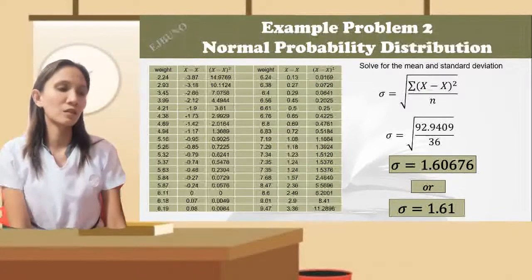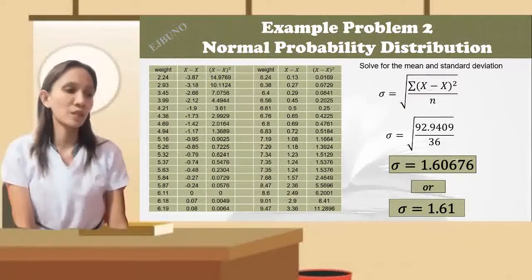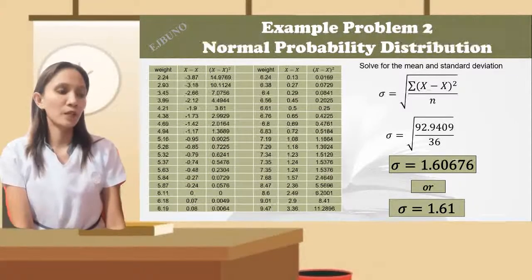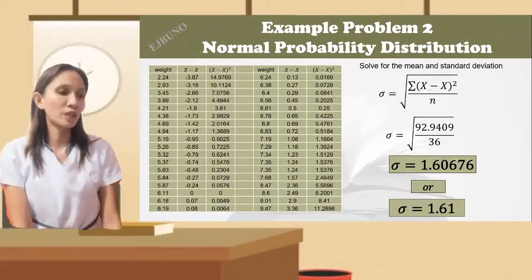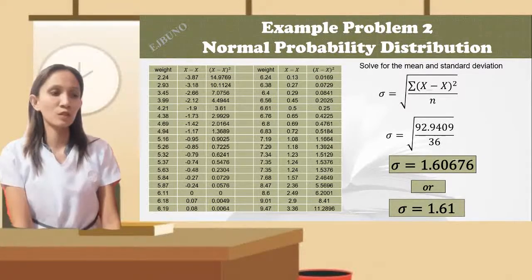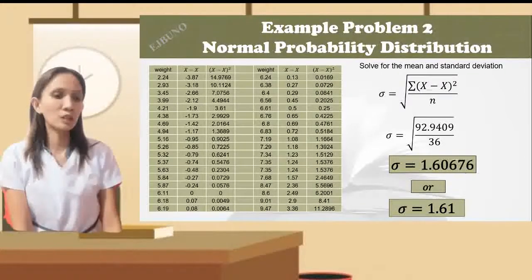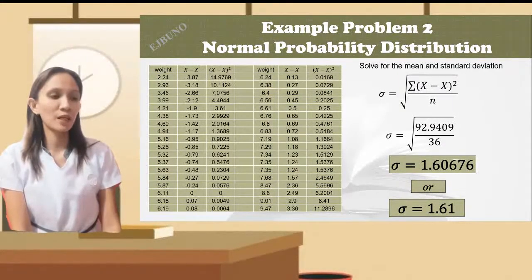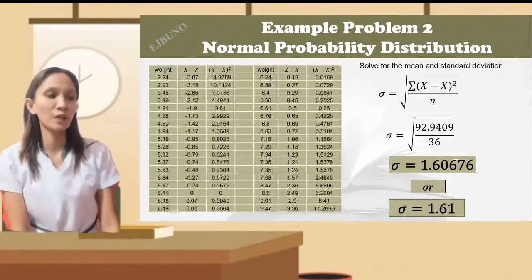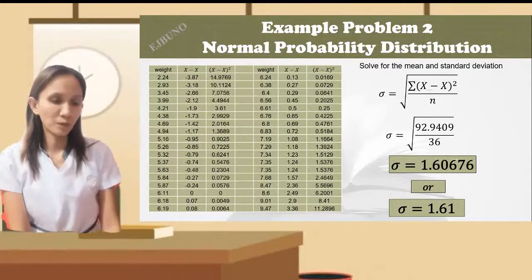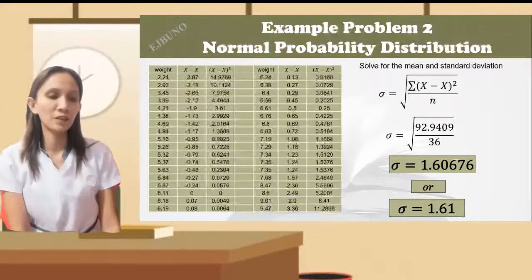First we get the value of x minus the mean. So 2.24 minus 6.11 is equal to negative 3.87, for the first line of the table. And then we get the square of x minus the mean. So it is equal to 14.9769. After computing all of those values, we need the summation of the squared x minus the mean for the formula for the standard deviation.